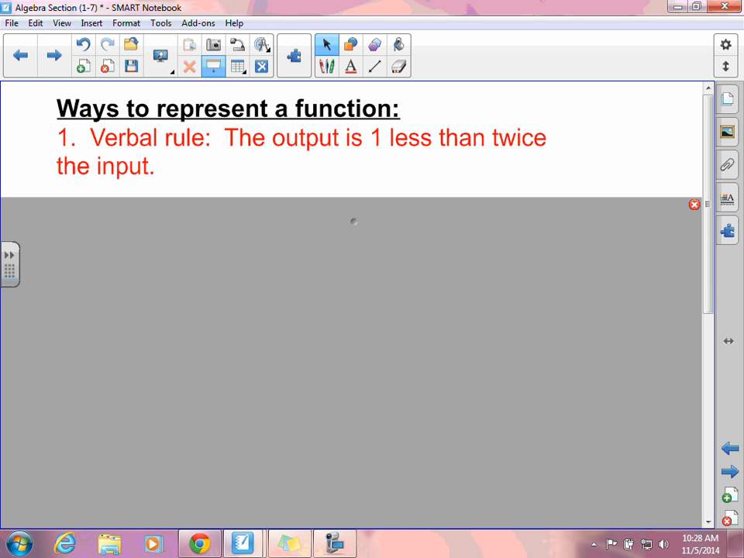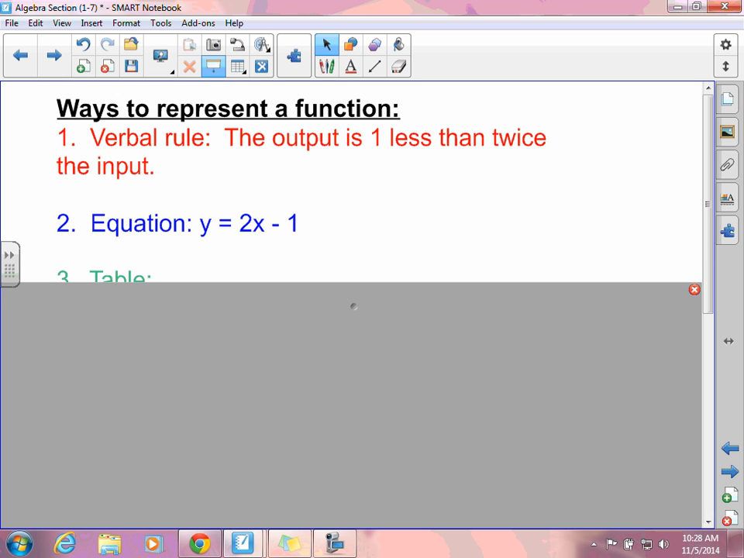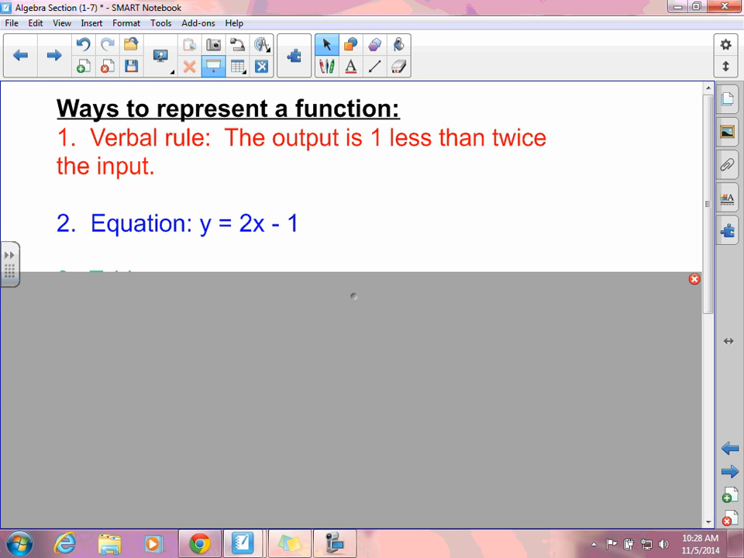Number 2 is the equation. Right? Notice that I took all those words and I put it into symbols. Output, which is my y, equals 1 less than twice the input. Right? And you had that on your last quiz. That's why it's really important to make sure you understand that material, because now I'm using it.